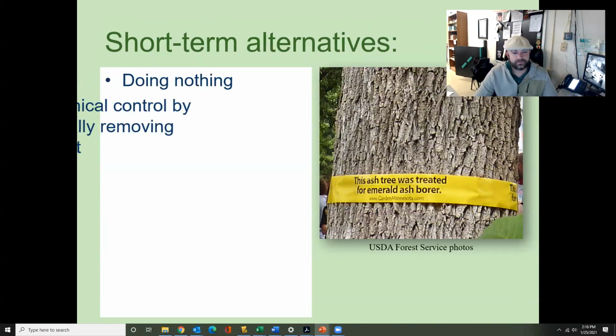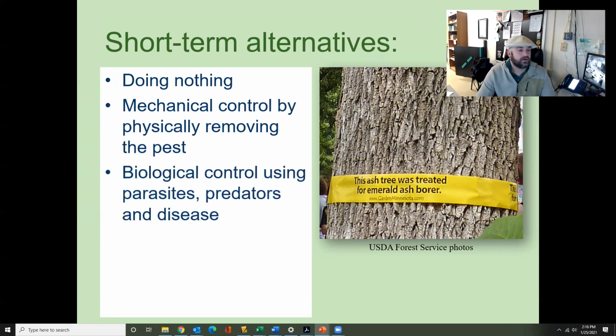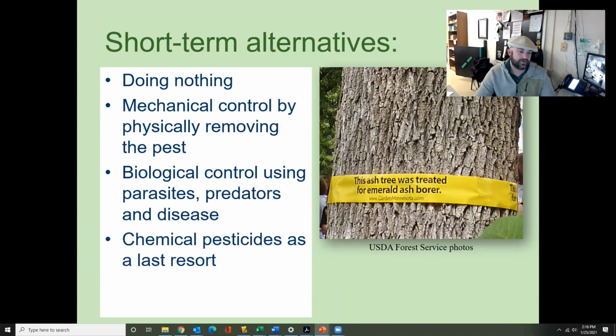Some short-term alternatives: doing nothing, mechanical control by physically removing the pest, biological control using parasites, predators, and disease, and chemical pesticides as a last resort. So as you see here in the picture on the right, this tree has been treated for emerald ash borer, and it's typically wrapped in caution tape just to let you know that's happened so you don't touch the tree.